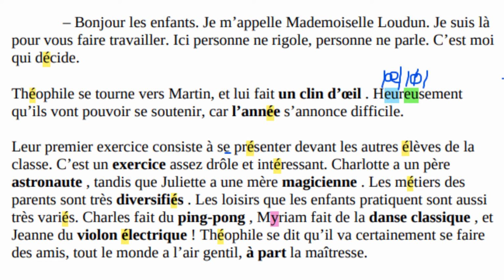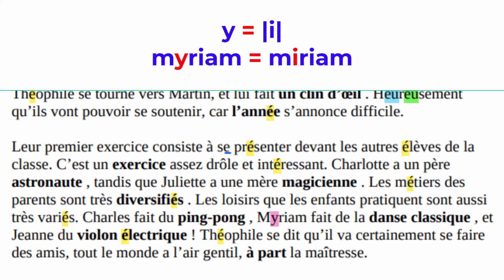Les loisirs que les enfants pratiquent sont aussi très variés. So we can hear the A sound, we have accent aigu there as well. Charles fait du ping-pong. Miriam. So here we have the Y that gives the sound E for Miriam. So this is actually a name. So we have the Y. Can you hear the pronunciation? Miriam. Though it's written Y, as the name implies, Y. So it gives the sound E.